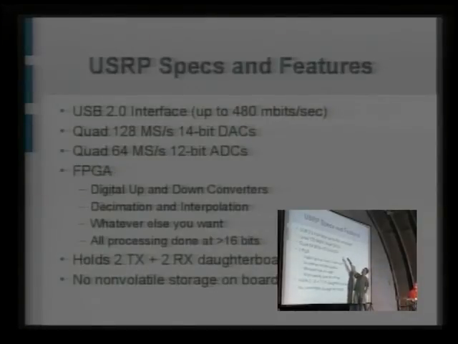We have 4 A to Ds and 4 D to As. The D to As are 128 megasamples, 14 bits, and the A to Ds are half the speed and 12-bit. And so, in the FPGA, we do these operations, and you can reprogram that. There's nothing non-volatile on the board, so every time you power it up, the host computer loads the FPGA code and the firmware onto the board. So there's no programmer systems you need, and there's no way to wedge the flash in a bad state or anything like that. So it's all bootstrapped over the USB. And you can put 2 TX and 2 RX daughter boards on it at a time.